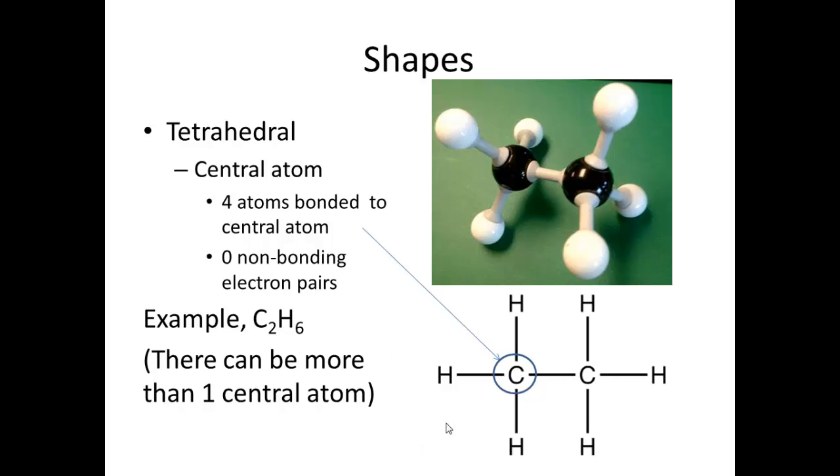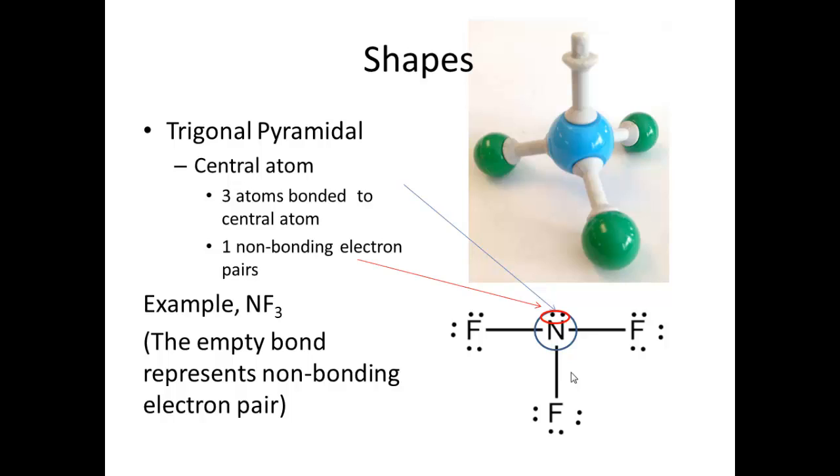Okay. So C2H4 is an example of a compound which has tetrahedral geometry. Key thing: 4 atoms bonded to the central atom, and 0 non-bonding electron pairs. Okay. So we're going to move forward.